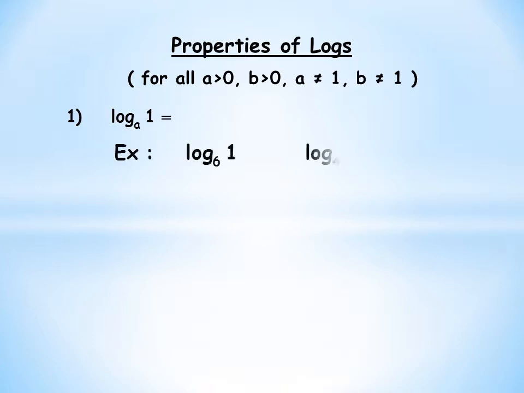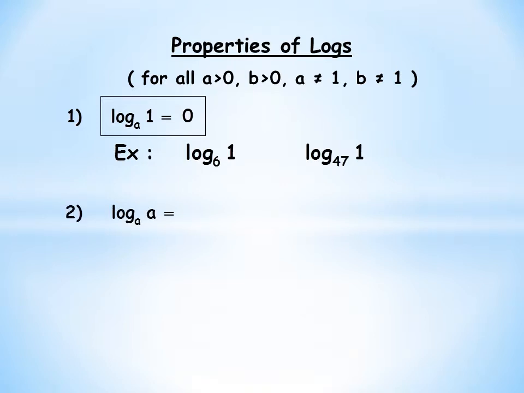Well, let's take a look at some examples. If I have the log 6 of 1, what does that equal? Or if I have the log 47 of 1, what does that equal? It will always equal 0 because any base raised to the 0 power is always going to equal 1. So anytime you have any log, I don't care what this base is, if you have the number 1 next to it, you know it's always going to equal 0. You don't even have to think about it.